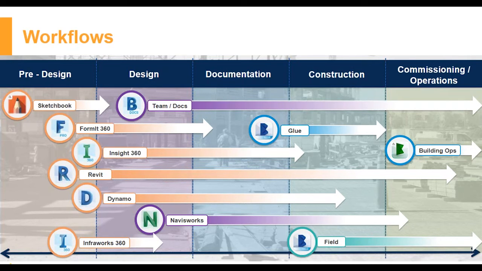We have other tools that you use in pre-design. Formit 360 is one of them. Dynamo is one of them. InfraWorks is another one. Same thing with design. Another favorite is Navisworks. BIM 360 Docs, and later on in the project you have Glue and Field. So this slide is just to present different options for you, different workflows that you can implement at your firm using several tools. But all this, the end goal is to help you implement a pilot project.